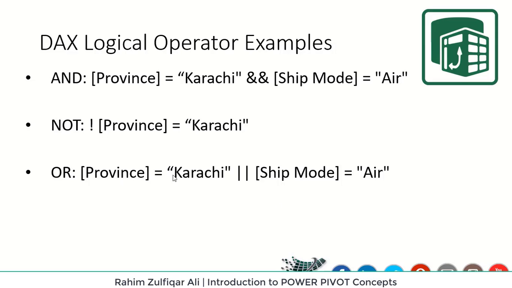So from the province I have put Karachi, or the ship mode is air. Whichever logical test is true, the value will be returned according to the DAX we have defined, in an explicit measure. So you have to put 2 pipe symbols in the OR condition.